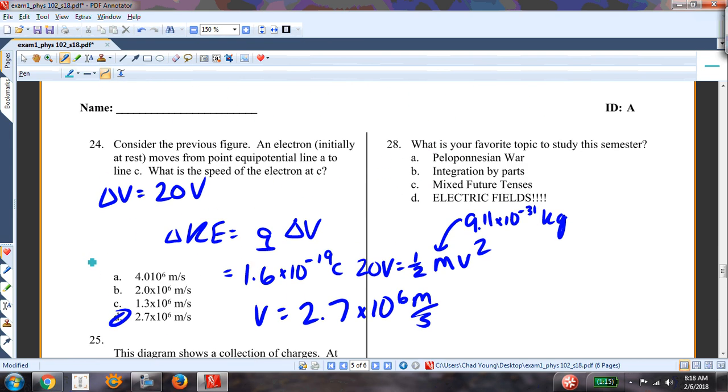And then, let's see, what is your favorite topic to study? The Peloponnesian War, integration by parts. I don't think you'll do that in Calc 1. Mixed future tenses, maybe in your advanced grammar class. No, electric fields. Students sometimes find electric fields difficult, but I hope that hasn't been too hard for you.